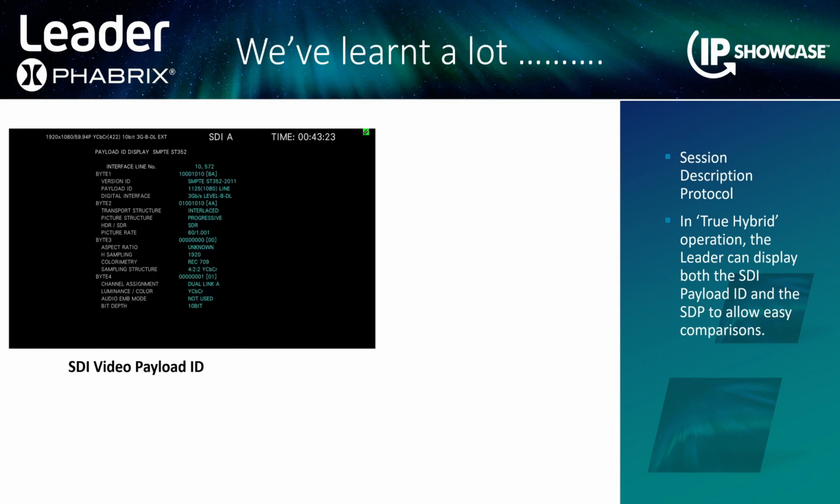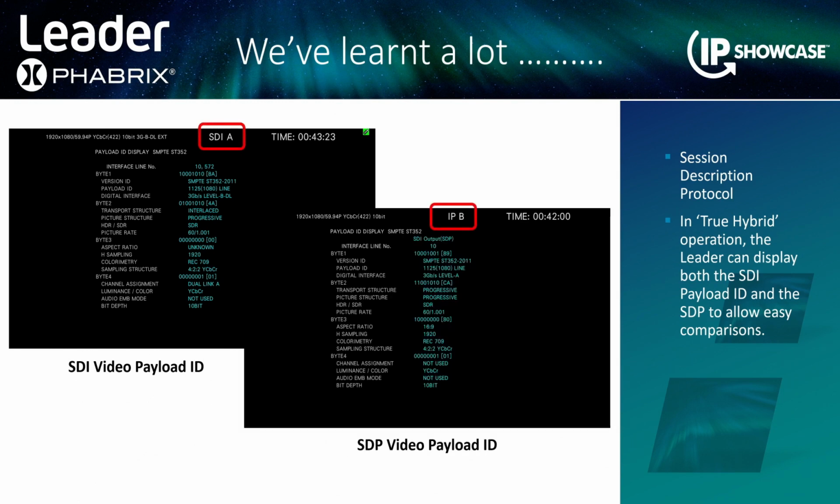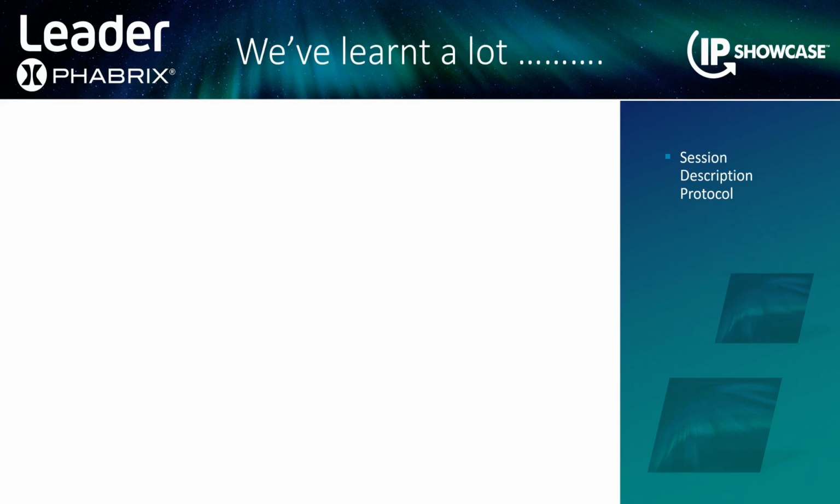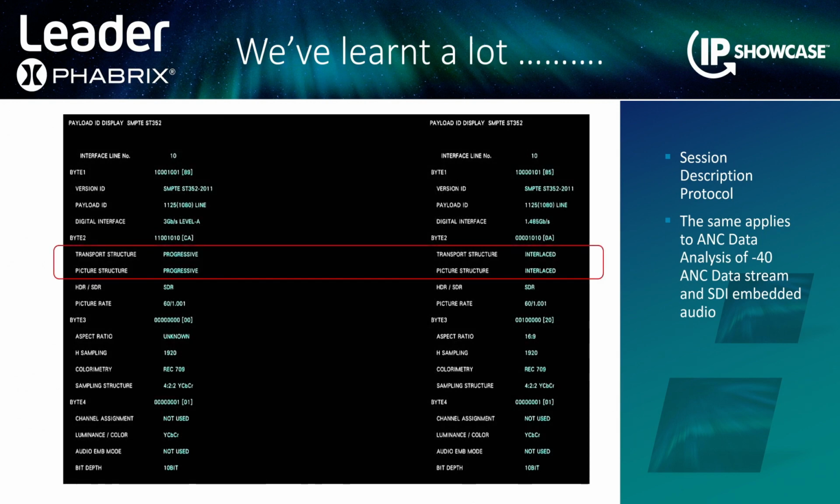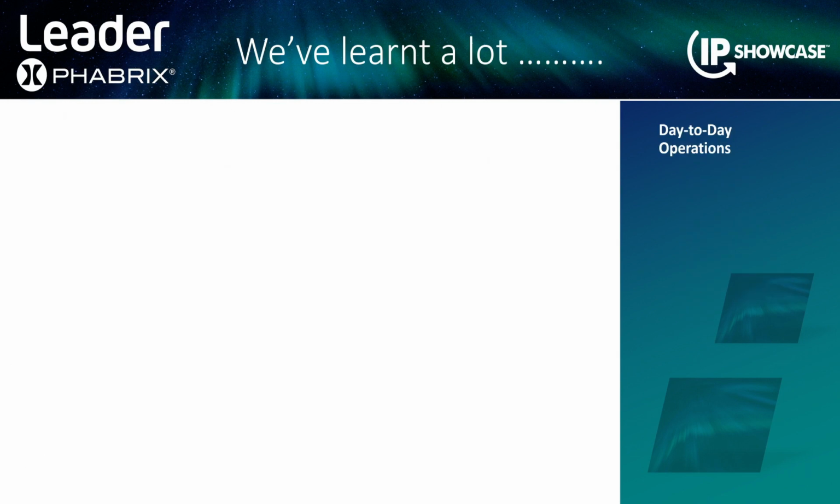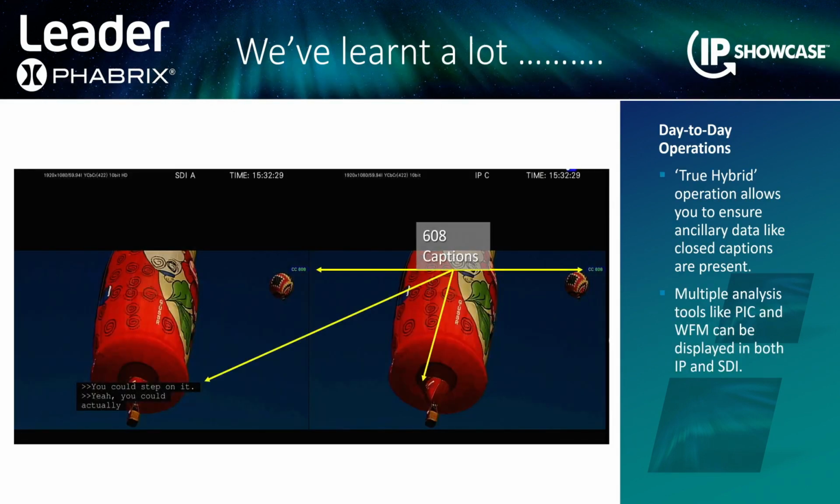So in a true hybrid world, you'll have your SDI payload, you'll have your IP payload, and you need a test and measurement tool that's going to allow you to compare your SDI and IP. So as we can see on this example here, my SDI on the left says it's got a progressive transport structure, yet on the right it says it's interlaced.